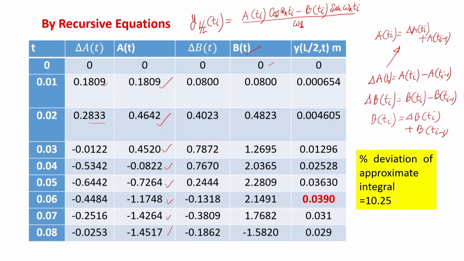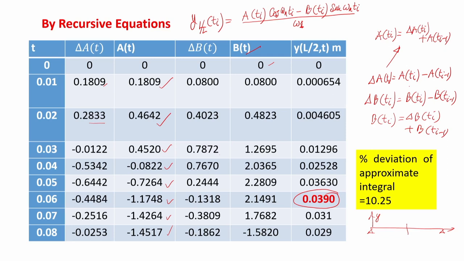So accordingly, we calculate all the responses here one by one, and ultimately you can see from this table we are getting the maximum response as 0.0390 at x equal to L by 2. That is y, the displacement of the beam, is represented by the ordinate y. And we are finding that at x equal to L by 2, it is 0.039, and it is occurring at time instant 0.06.